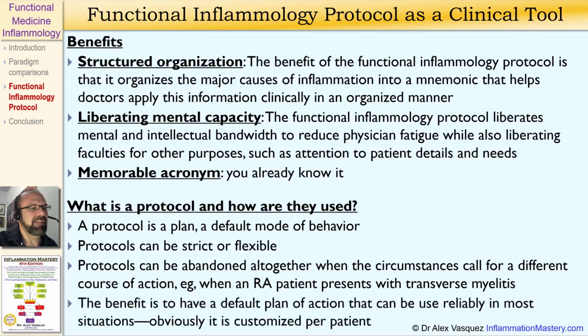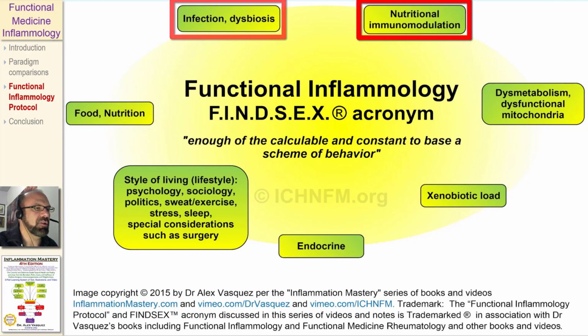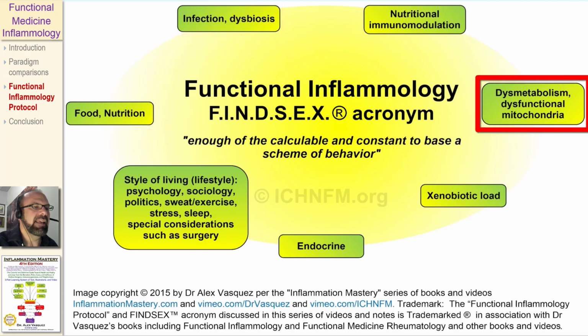So what this provides you is a default plan of action that can be used reliably in most clinical situations. Obviously, again, we customize this per patient and per clinical situation. Here's another way of visualizing these major components. Again, food and nutrition, infection and dysbiosis, nutritional immunomodulation, dysmetabolism, and dysfunctional mitochondria.